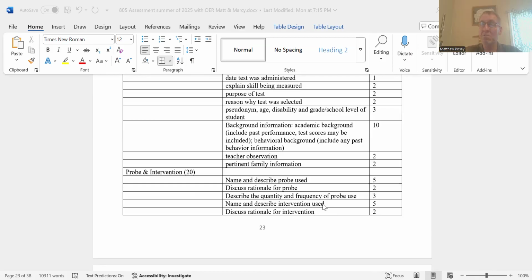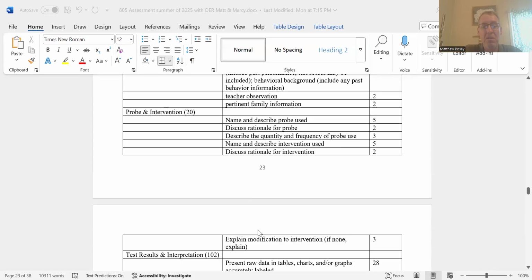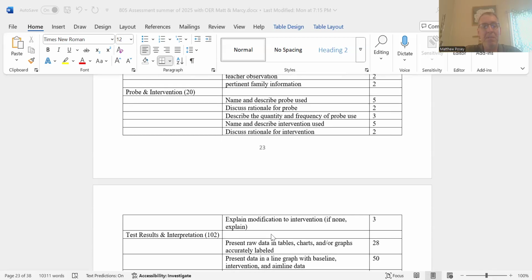We talked about some students may not need it depending on their scores. If you did implement an intervention, make sure you discuss the rationale for it. And then if you had to modify that intervention in any form or fashion after you implemented it.